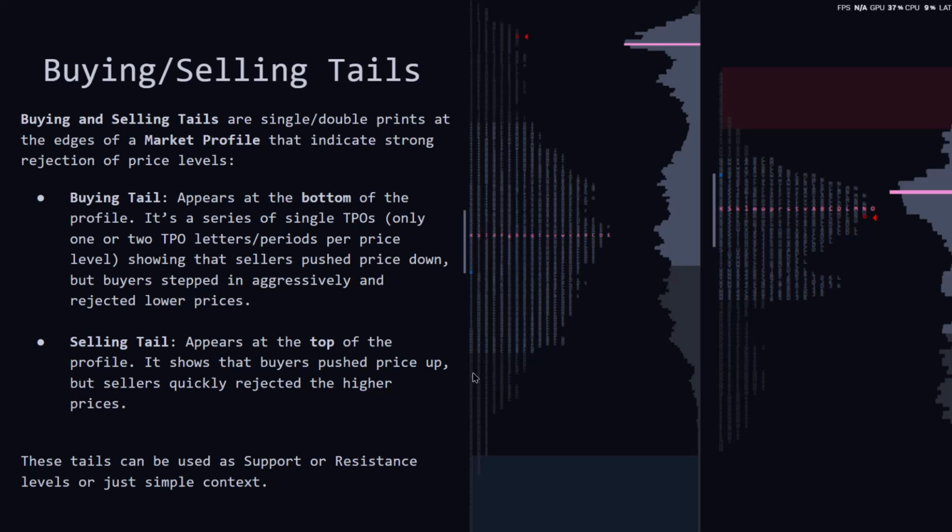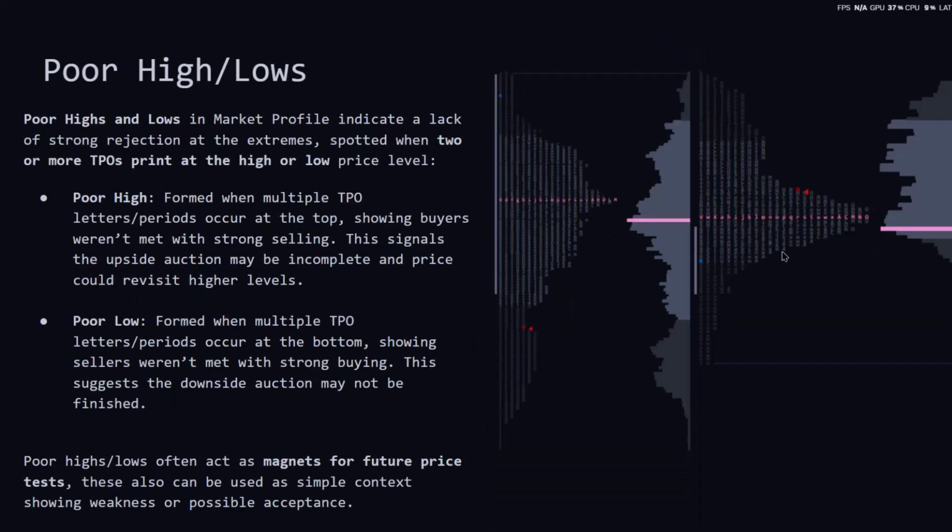These tails can be used as support or resistance levels, or just simple context, right? So if you're watching a prior balance area and you see we made a tail inside that balance, rejecting it, whatever. Alright, so then we have poor highs slash lows.